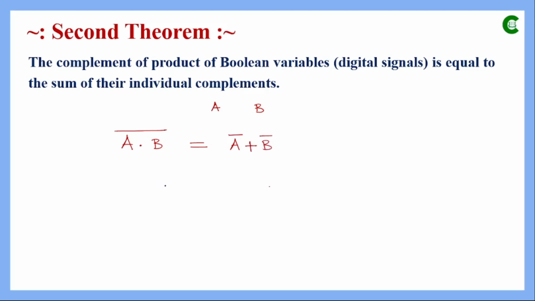So what we can see in the second theorem is that on the left side we have the AND operation, or altogether a NAND operation, and on the right side we have the OR operation, right? Next we will implement this theorem to simplify a Boolean expression.